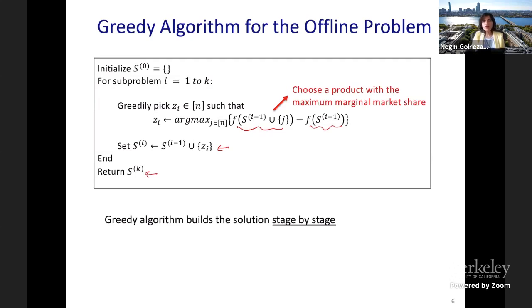One of the nice things about this greedy algorithm is that it builds a solution stage by stage, on top of each other. That's what I mean by the greedy algorithm. When I'm building a solution stage by stage, I do not go back and revisit my decisions. I just build on top of them. And that's the definition of a greedy algorithm in this way.